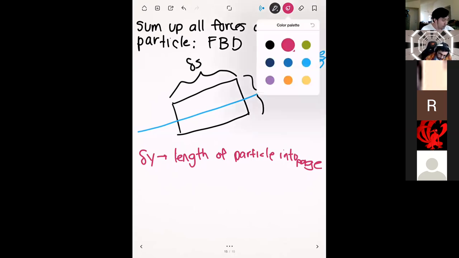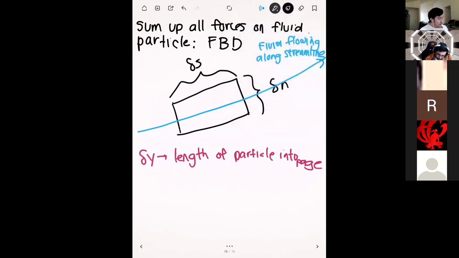Okay, and so let's talk about all the forces that are acting on this fluid particle. First of all, this particle has a weight. We've covered this before in buoyancy. It's going to be the specific weight of the fluid, and since we just have one fluid here, I'm just going to use gamma, multiplied by the volume of the particle. The volume here is, we have this box, so all we have to do is multiply all the dimensions of the box: delta S, delta N, delta Y. So this is the volume.